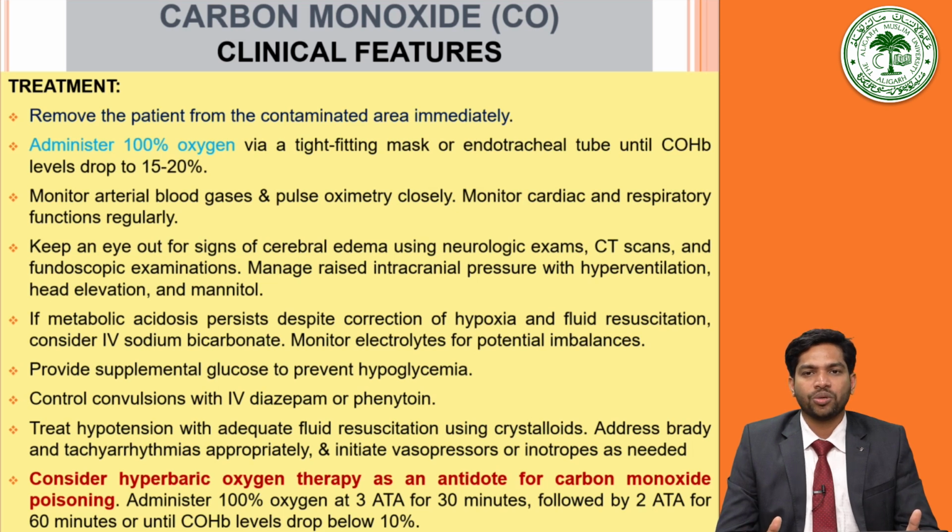So as I told you, consider hyperbaric oxygen therapy as an antidote for carbon monoxide poisoning and administer 100% oxygen at 3 atmospheric pressure for 30 minutes followed by 2 atmospheric pressure for 60 minutes or until the carboxyhemoglobin levels drop below 30%. In this way, the main method to control poisoning with carbon monoxide is hyperbaric oxygen therapy.